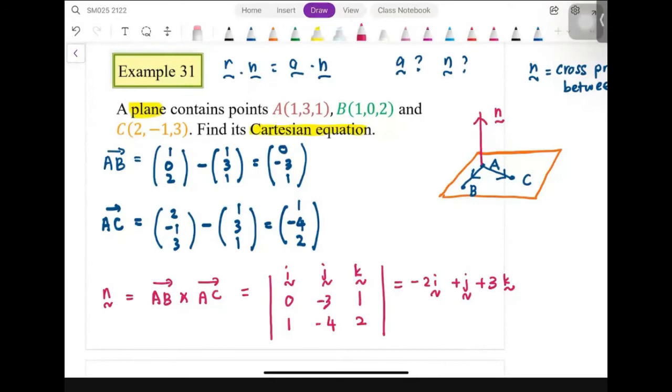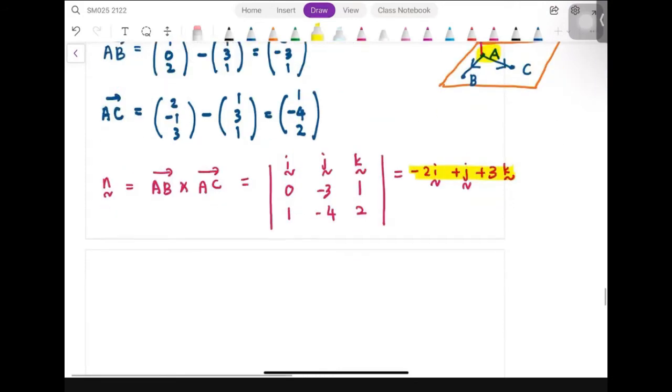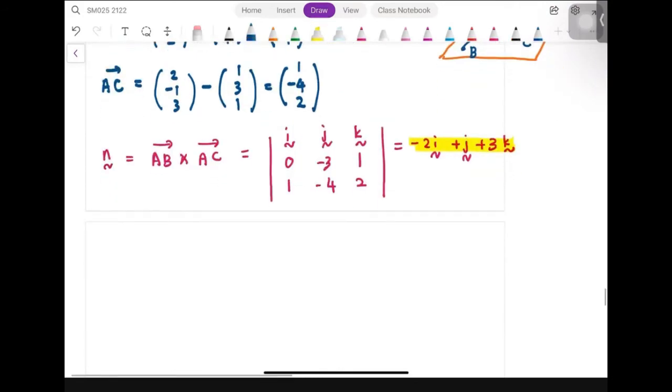Okay, so now we have settled. We already know a point on the plane. The normal is at A, so I take the point on the plane as point A. The normal vector is our cross product. So now straight away we may substitute into our formula, r dot n equal to a dot n. Since the question asks for the Cartesian equation, let me write the formula first: r dot n equal to a dot n.